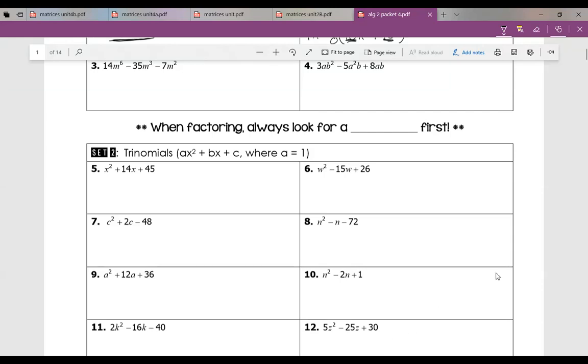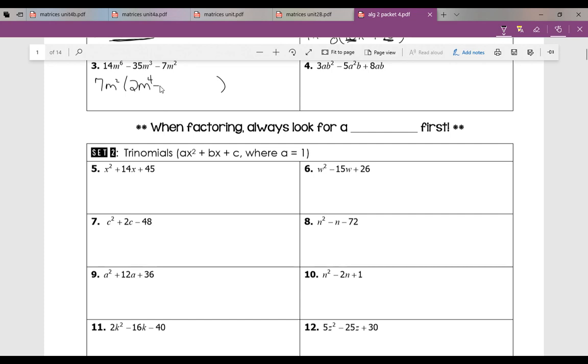All right. So on number 3, what do those 3 numbers have in common? 7. Do all 3 terms have m? Take the smallest exponent. Now, I'm going to put the 3 reduced terms back. 14 divided by 7 is 2. Subtract the exponent. 6 minus 2 is 4.